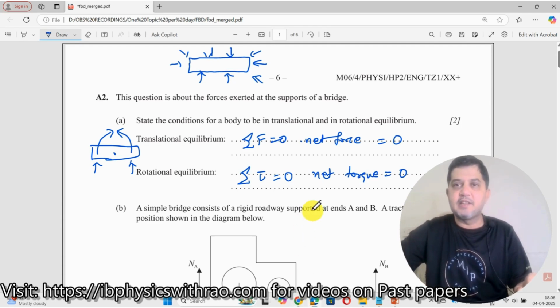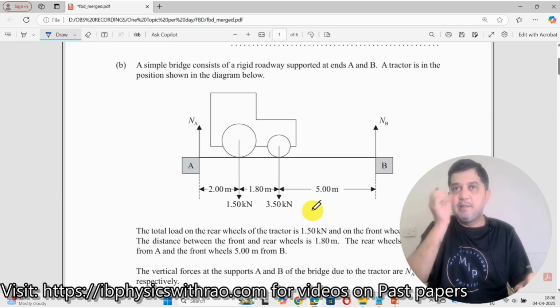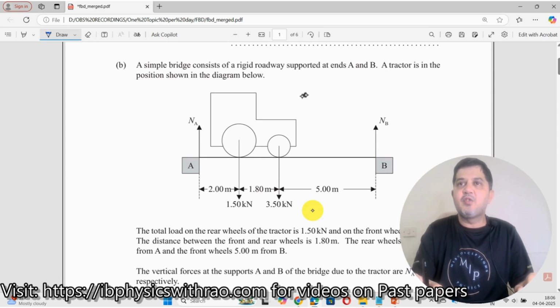We'll just move on to the next one. A simple bridge consists of a rigid roadway supported at ends A and B. A tractor is in the position shown in the diagram below. A tractor is standing over here on a bridge. This is 2 meters, and the distance between the two wheels is 1.8 meters. There is a normal force here at one edge and one more normal force at the other edge. The distance between them is 5 plus 2, 7, plus 1.8, 8.8 meters.